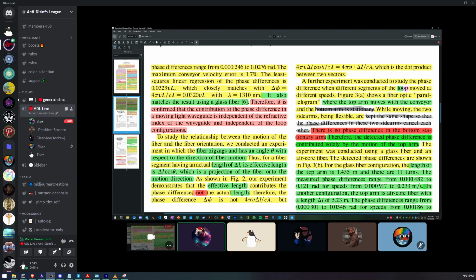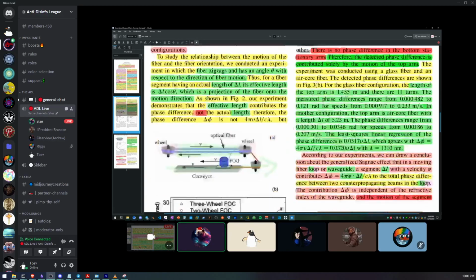All right, so the dot product between the two, so the linear motion is super special, extra measured. A further experiment was conducted to study the phase difference when the segment loop is moved at different speeds. Figure 3A shows the fiber optic parallelogram where the top arm moves on the conveyor. The top part on the conveyor moves, and the bottom part is stationary. While moving, the two side arms are flexible, being kept in the same shape so that the phase differences in these two arms cancel each other out.